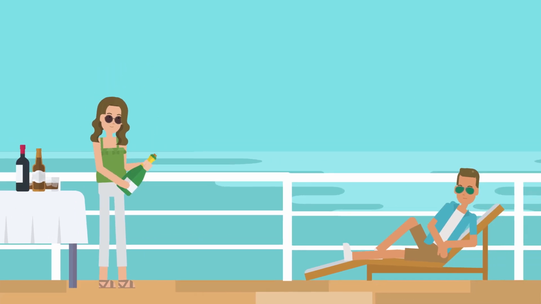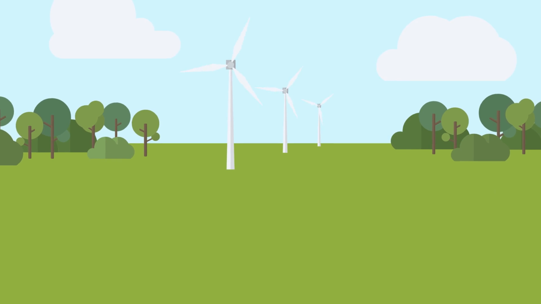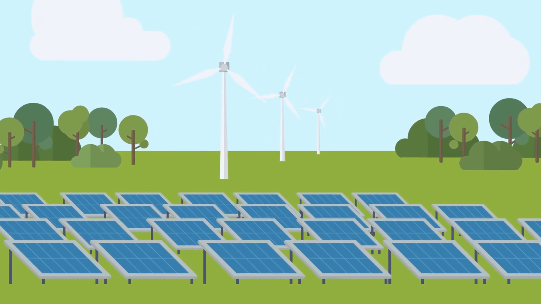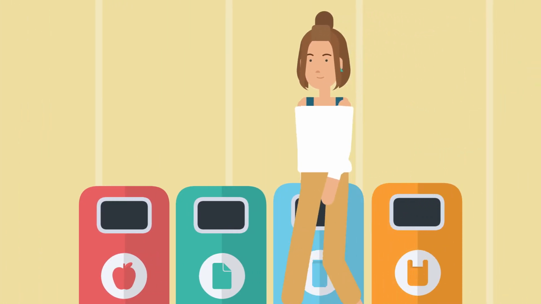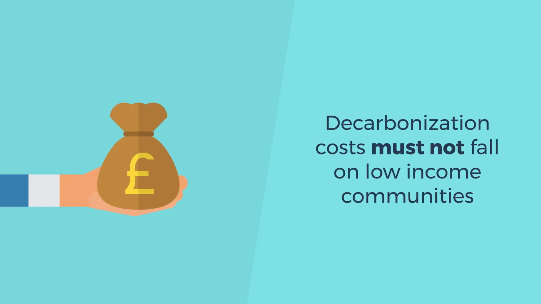We can start to control these emissions through energy efficiency, choosing alternative electricity generation methods, and minimizing the waste we are producing. But it's important that decarbonization costs don't fall on low-income communities.